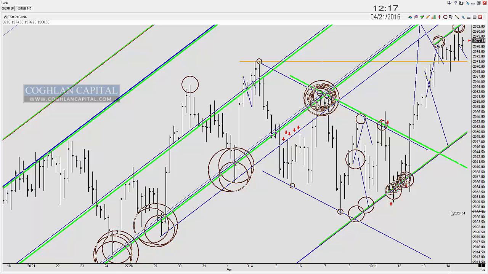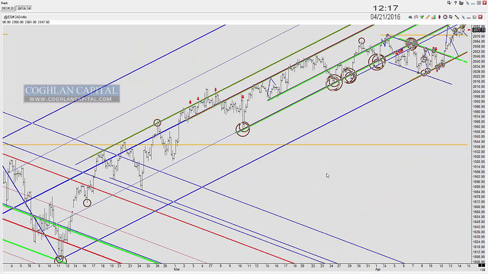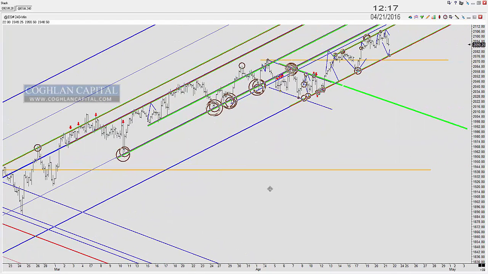Context into, yeah, absolutely. Trip, I completely agree. So Trip is making the point that look, the ES has been bearish for a while and it just doesn't seem to want to fall out of this particular fork, and I completely agree.